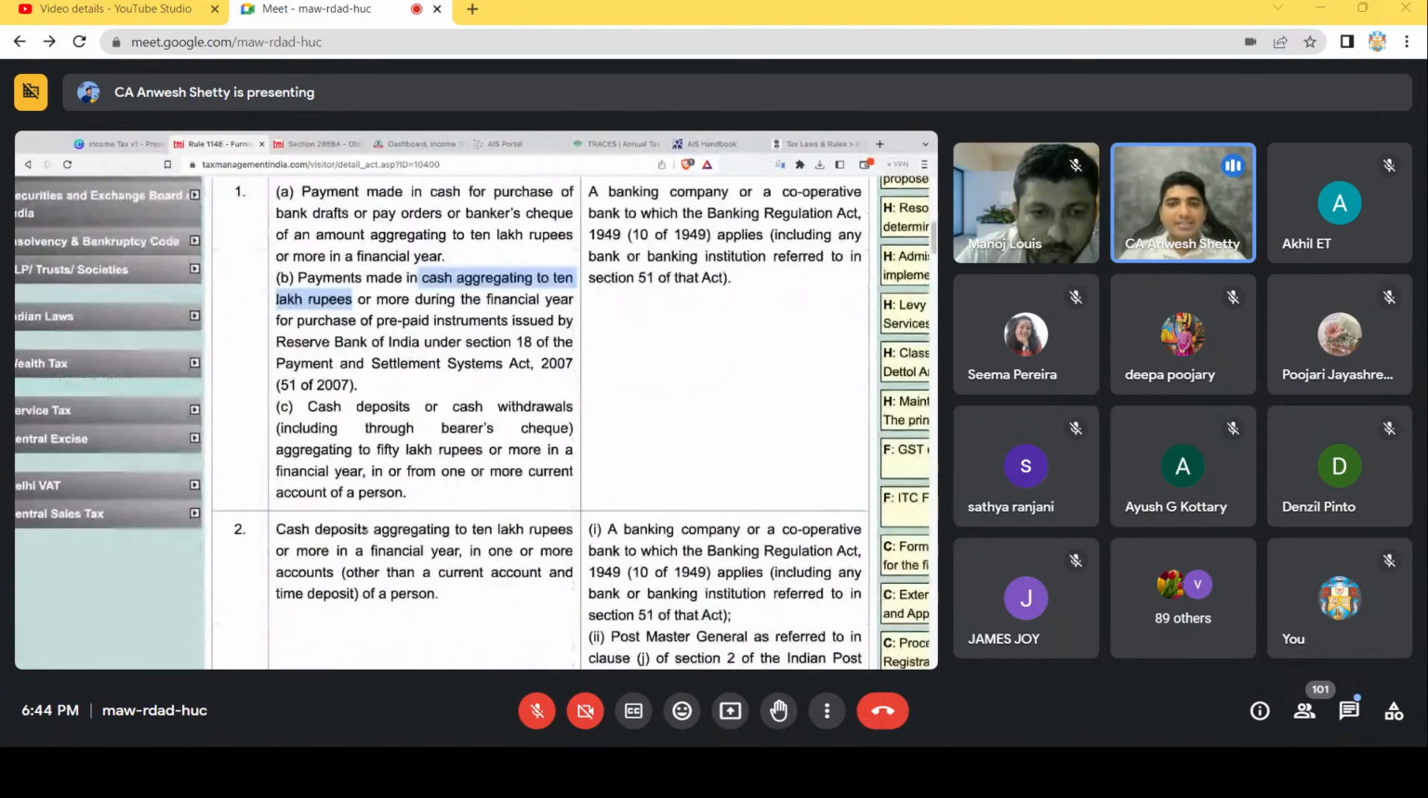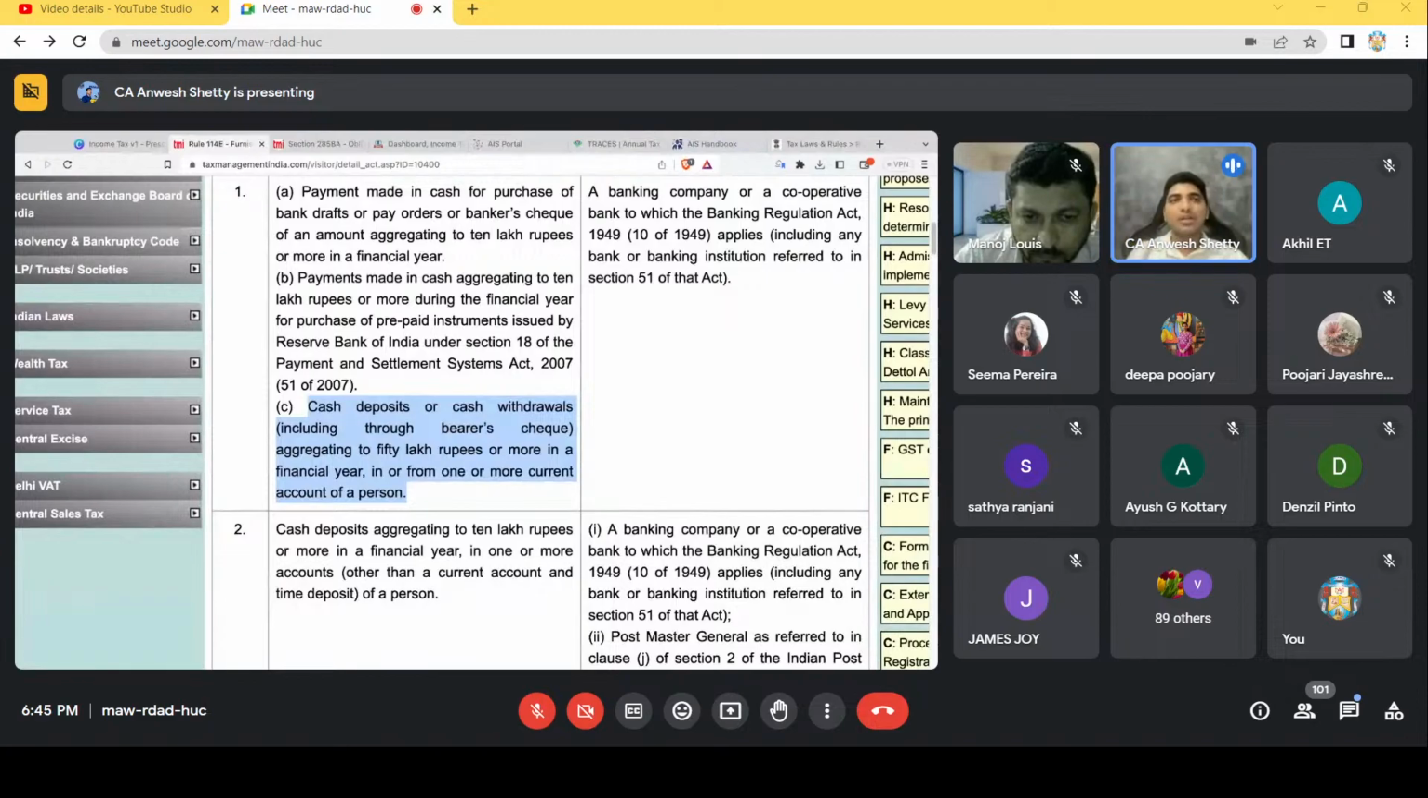Or this is the more deadly one, the C. If I'm making cash deposits or cash withdrawals aggregating to 50 lakh rupees or more in a financial year from one or more current accounts. So if I have a current account and I'm depositing more than 50 lakh rupees or withdrawing more than 50 lakh rupees in a financial year, then the banker has to report me. It could be from only one current account or from different current accounts held under the same bank. The banker has to report it.